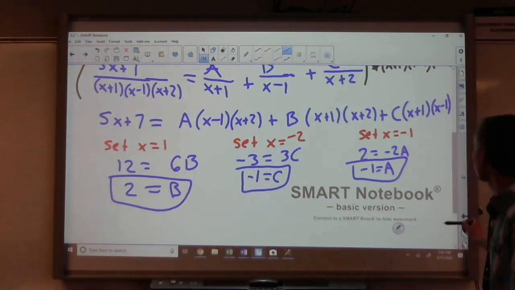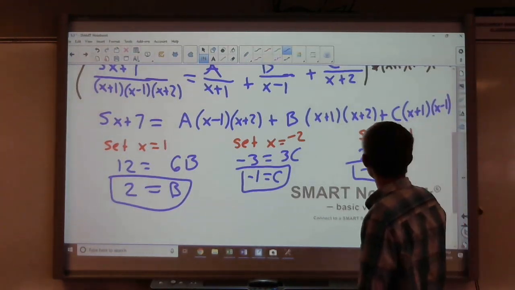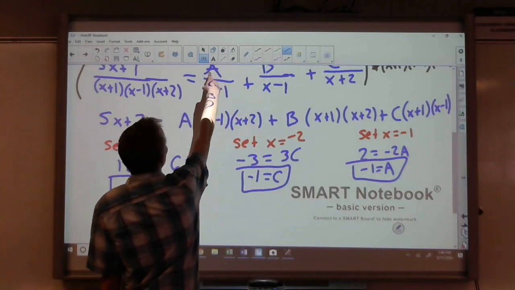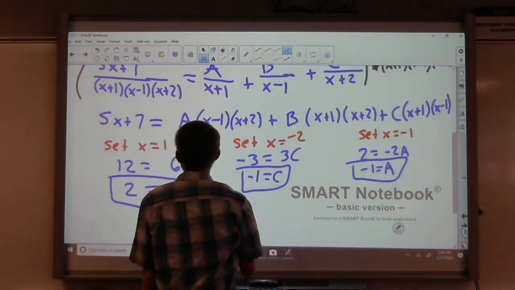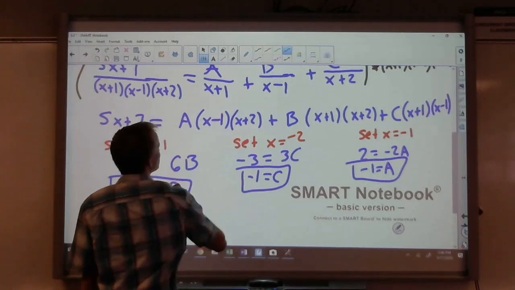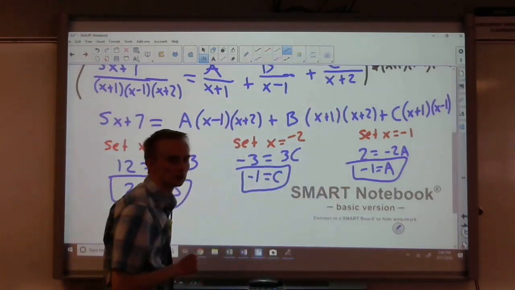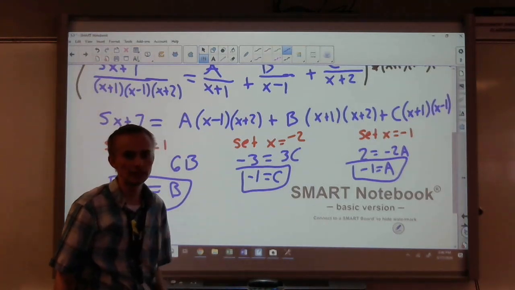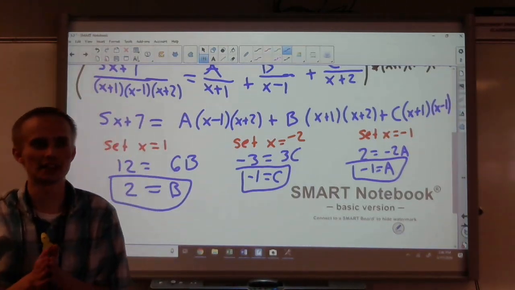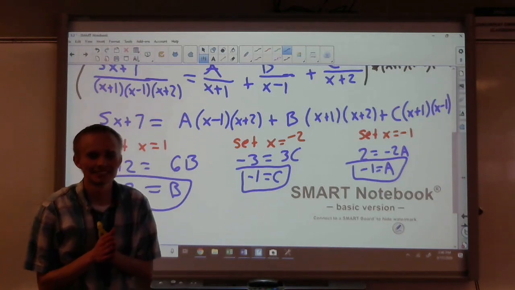So to write my final answer, I would just put the -1 on top of x plus 1, the 2 on top of the x minus 1, and the C, -1 over x plus 2. And that would give me my partial fraction decomposition, okay?